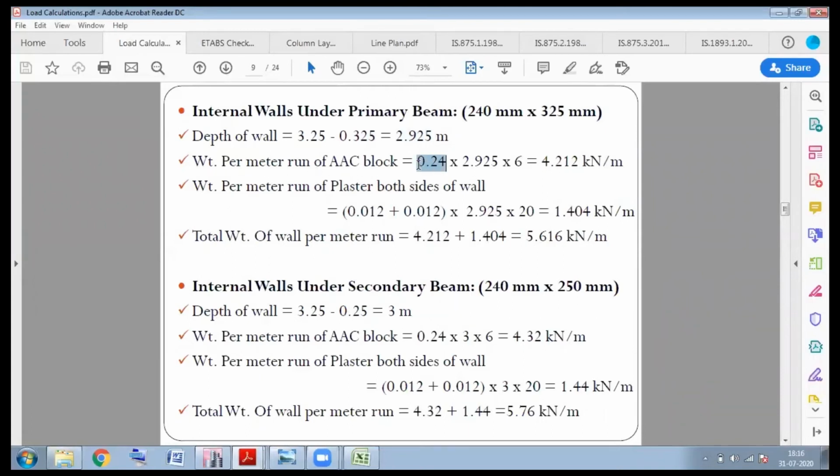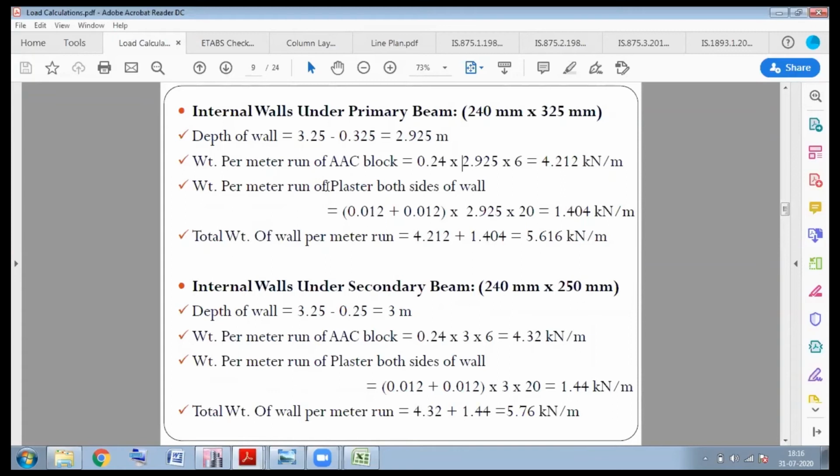So thickness of the wall into height of the wall, that is nothing but 2.925 into 6. 6 is nothing but the unit weight of the AAC block. So we have 4.212 kilonewton per meter. And now we are calculating the weight per meter run of plastering, both sides.